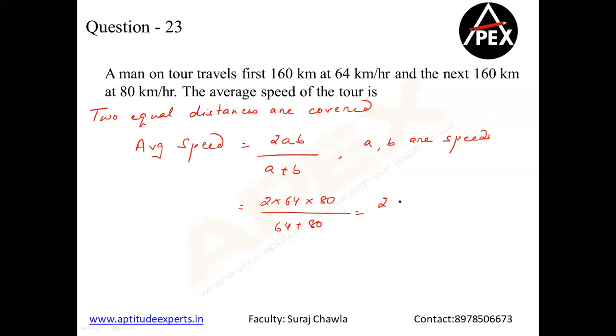So that becomes 2 into 64 into 80 divided by 144. Two ones are 72, this is 8 tens, and this is 8 nines. So the answer is going to be nothing but 640 divided by 9, so 71.11 kilometers per hour will be your answer. Clear? More than that, the most important point is exploring the shortcut. I repeat, this is specifically for two equal distances.